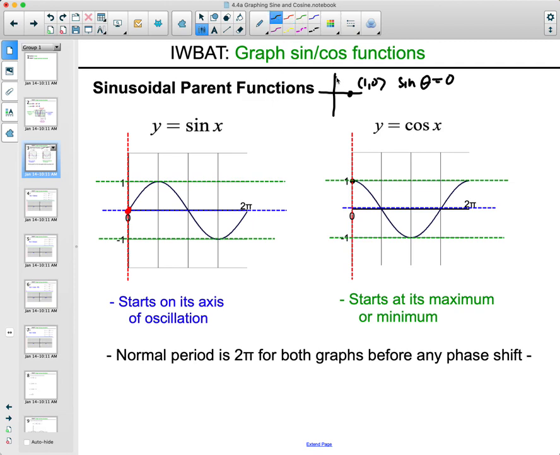Okay, then at 90 degrees, or pi over 2, this is the ordered pair 0, 1. The sine value there, the y value, is 1. So at pi over 2, or 90 degrees, the sine function is 1. That's the maximum. Okay, then at 180, over here at 180, negative 1, 0, sine is 0 again. Okay, you can see that at pi or 180 on the graph. And then at 270, or 3 pi over 2, you're going to be at 0, negative 1. So the sine is going to be negative 1.